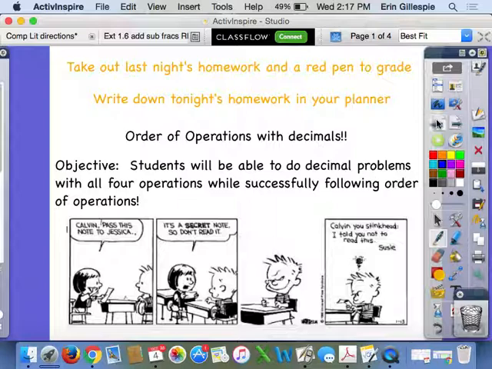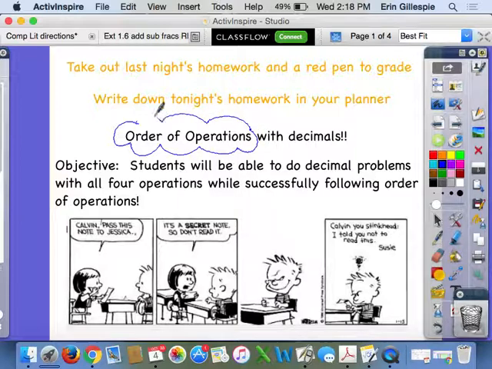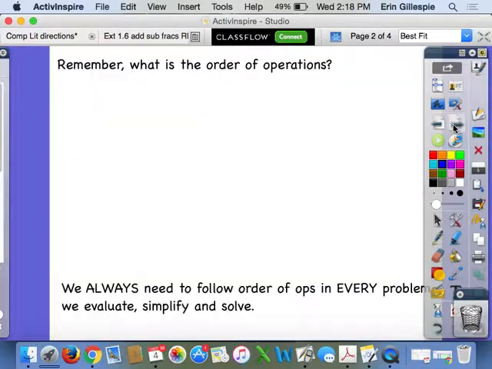Alright guys, so this is a lesson on solving problems that have decimals, but also making sure that you follow order of operations. Because no matter what kind of problem you're working through, if there's more than one step in order to solve the problem, you still need to be thinking about order of operations. So by the end of this lesson, you guys will be able to do decimal problems using all four operations successfully while following order of ops.